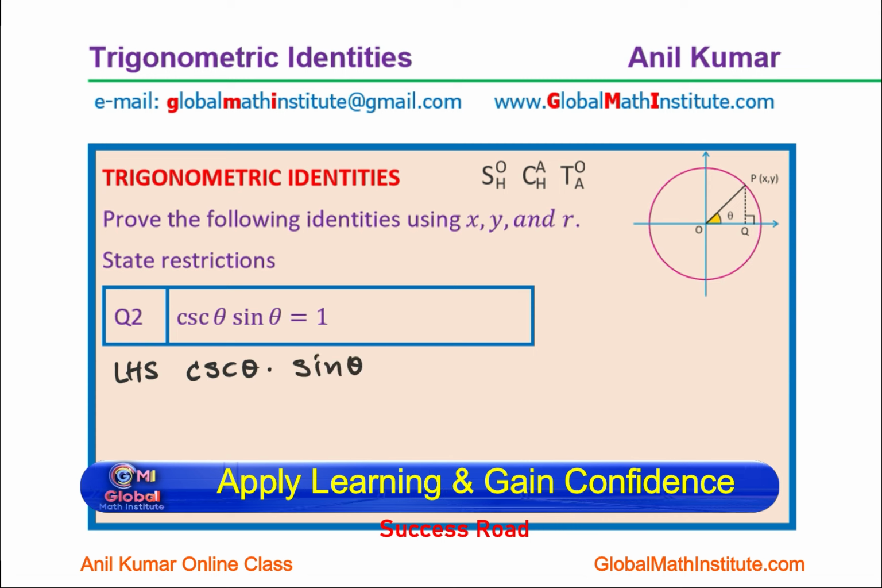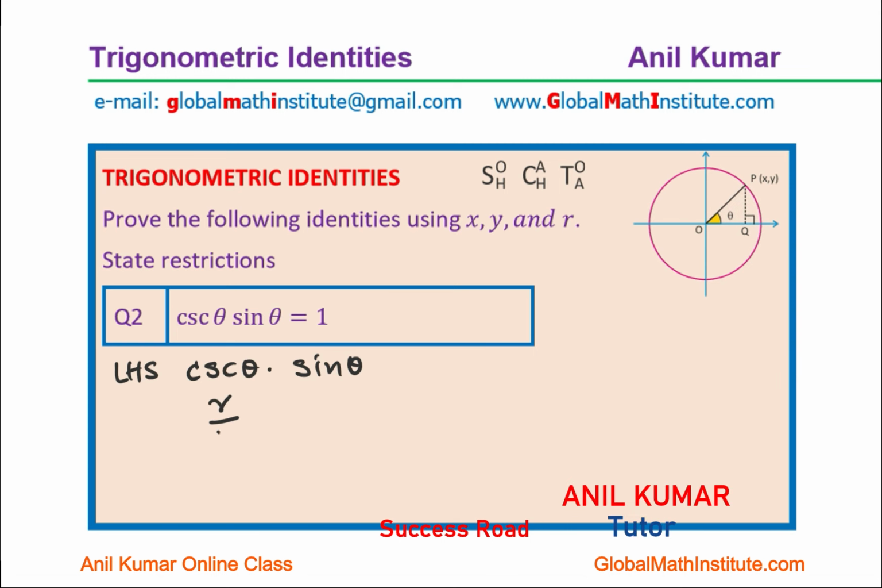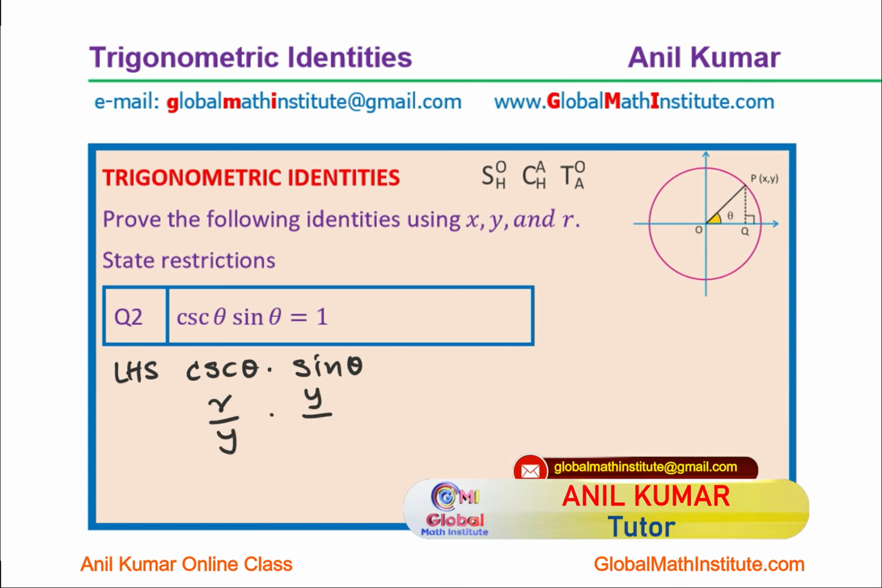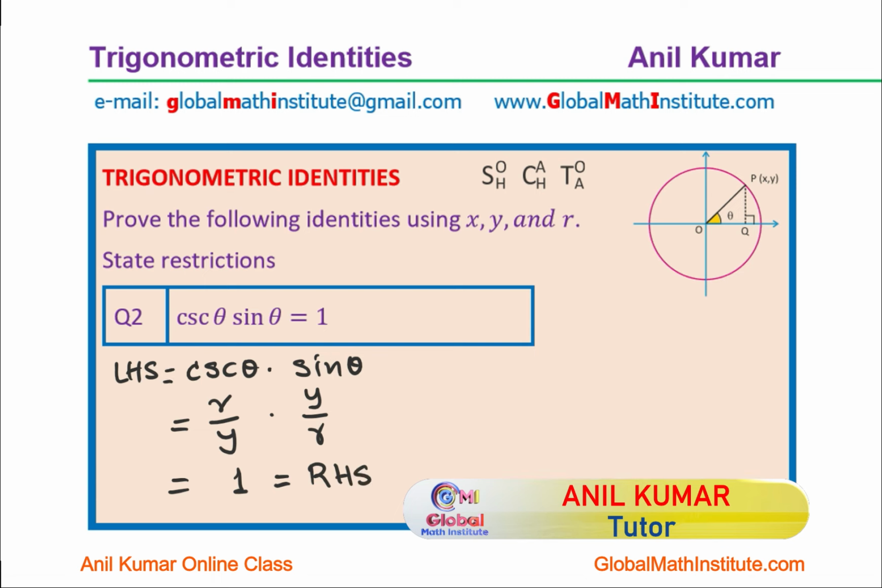And what is cosecant theta? Ratio of r over y, right? And sine theta is y over r. So clearly they cancel and we get 1, which is the same as the right hand side. And so we have shown that the left hand side is equal to the right hand side.